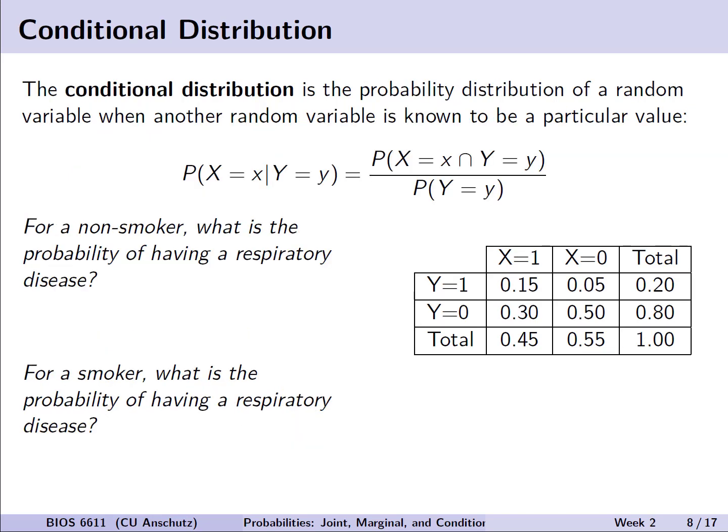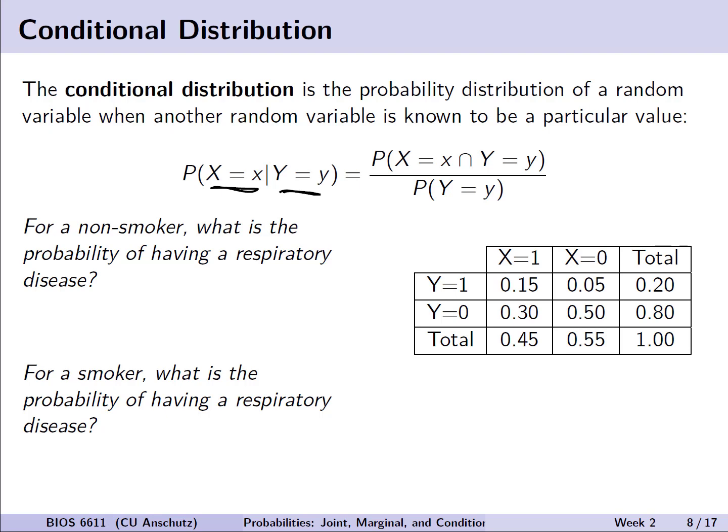Yet a third way we may be interested in describing the distribution of our two random variables is through its conditional distribution. This is the probability distribution for a random variable when we're interested or know that the other random variable is at a particular value. So for example, the way we would write this statistically or in our probability notation is the probability that our random variable x is maybe some observed value x, given we already know that someone has either respiratory disease or not in our example, that y is equal to lowercase observed sample space value y.